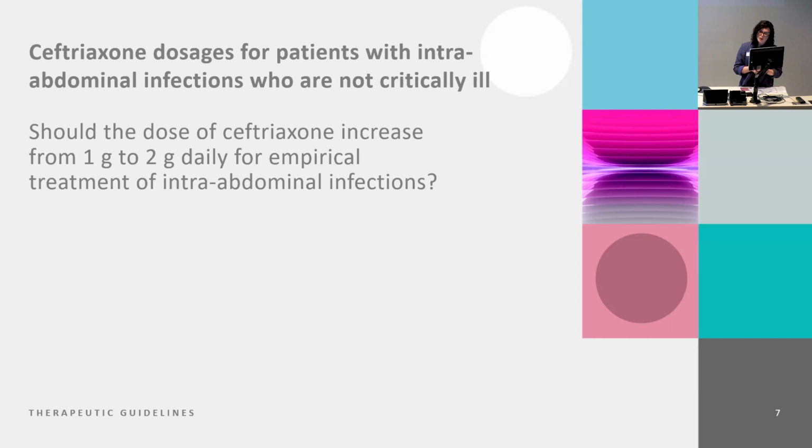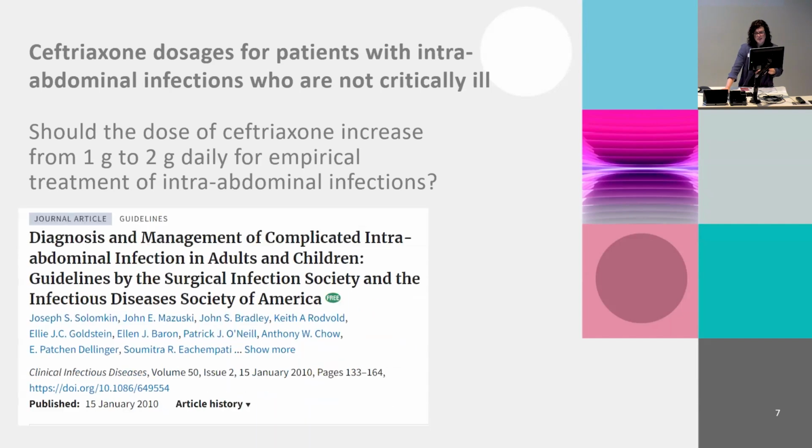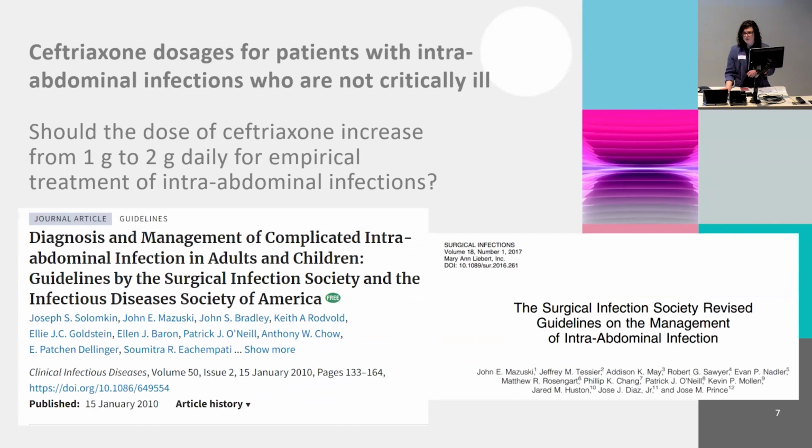So in the last version, Jason may remember, that was published in 2019, there was a question as to whether we should increase the dose of ceftriaxone from 1 gram to 2 grams in the treatment of intra-abdominal infections. So what we did was we looked at international guidelines, and they both recommended 1 to 2 grams. And then at the time, for context, the standard clinical microbiology dose underpinning Enterobacterales was 1 gram.